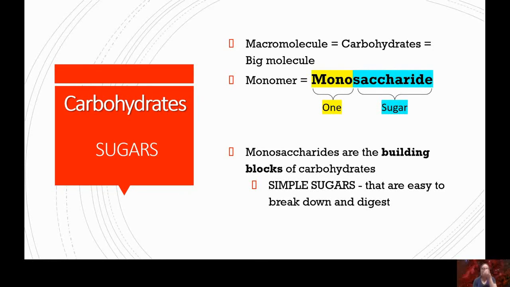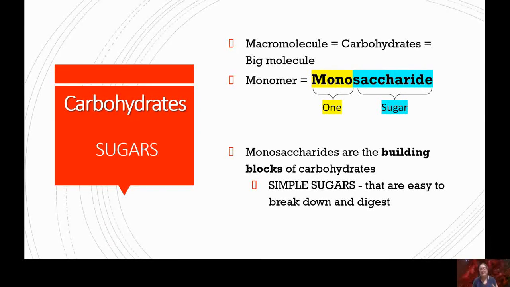they do taste sweet. The monomer, so the building block to make a carbohydrate, is called a monosaccharide. Mono, one, saccharide means sugar. So monosaccharides are those building blocks, those tiny Lego pieces that we talked about in the last class. And so there's different kinds of carbohydrates. The simplest of the carbohydrates, so the less complicated Lego structures, those are our simple sugars.